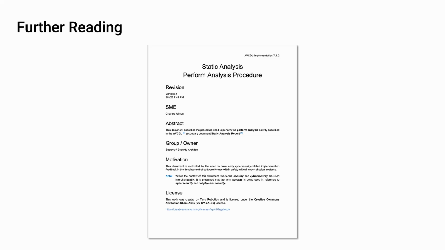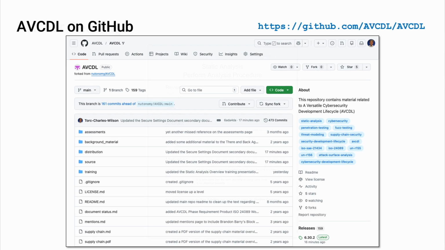For additional information and to get a more in-depth set of references, the Static Analysis Perform Analysis Procedure Tertiary document is available in the AVCDL GitHub repository. All AVCDL materials, both in source and distribution forms, are available on our GitHub site, as shown here. Because of the size of the repository, it's recommended that you either clone the repository or download a zip archive of it if you're not familiar with using Git. Instructions for downloading a zip archive are linked to on the repository's front page.